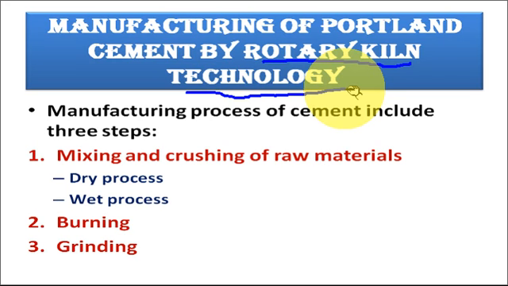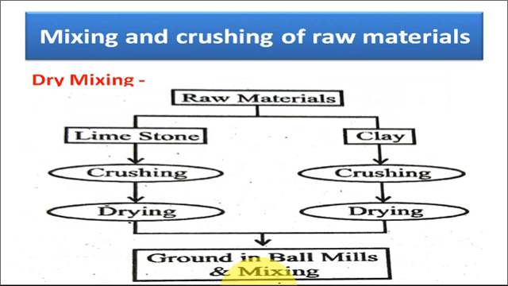Basically, this manufacturing process includes three major steps. First is the mixing and crushing of raw material. Second, burning. Third one is the grinding. So three main processes are mixing, burning, and grinding. The mixing process may include two types of process: dry process or wet process, either one of them. So mixing is the mixing of the various raw materials.